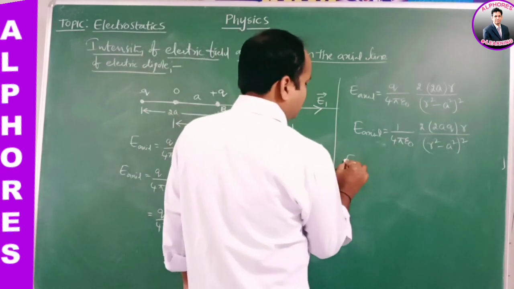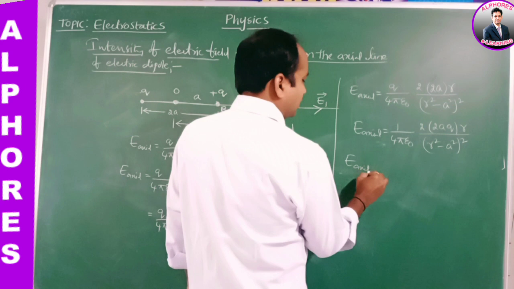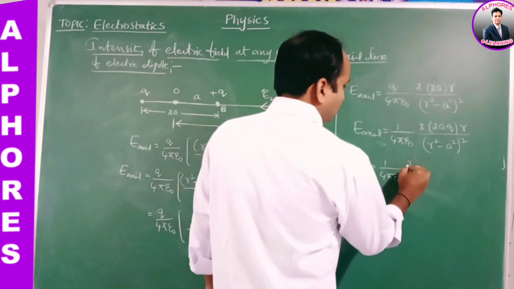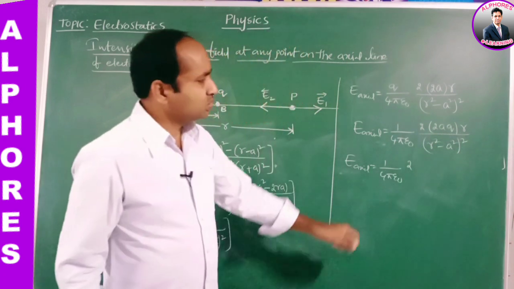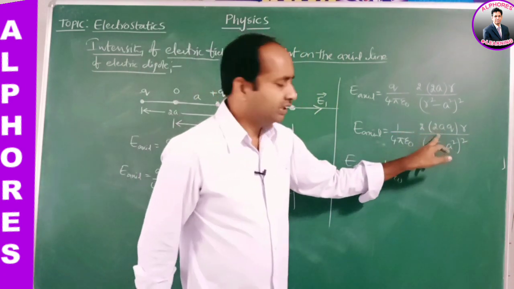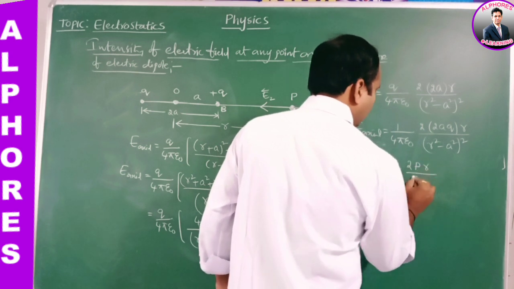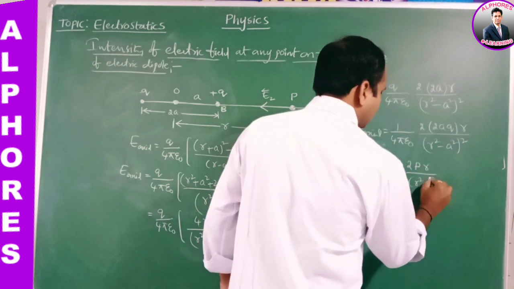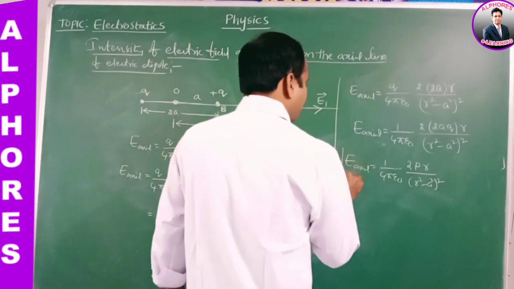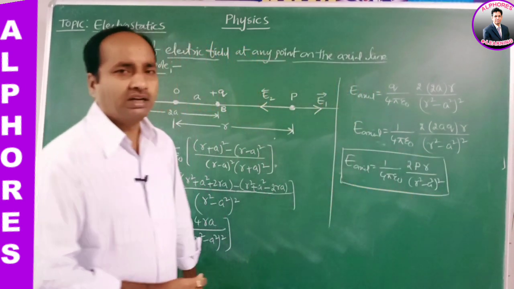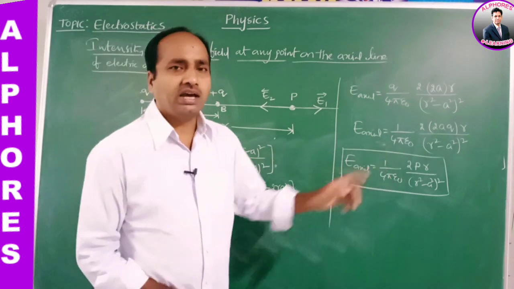So what is the intensity of electric field on the axial line? 1 by 4 pi epsilon naught, 2aq. What is 2aq? It is the dipole moment, which can be written as p. So 2pr by (r square minus a square) whole square. This is an expression for the intensity of electric field at any point on the axial line.